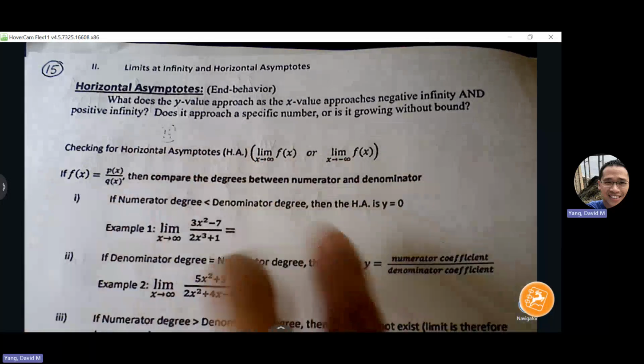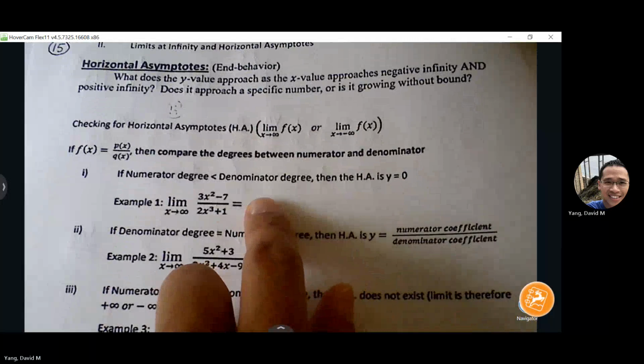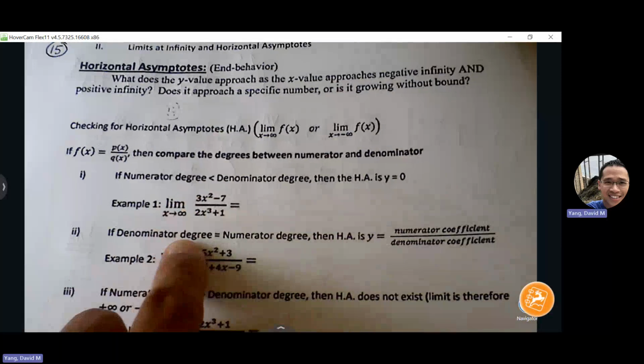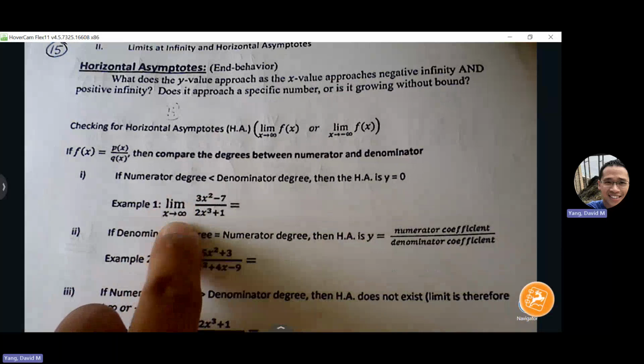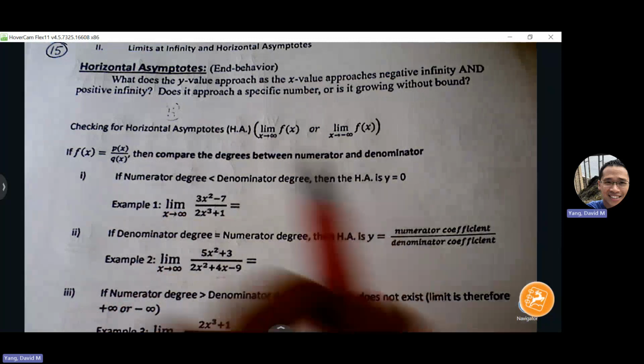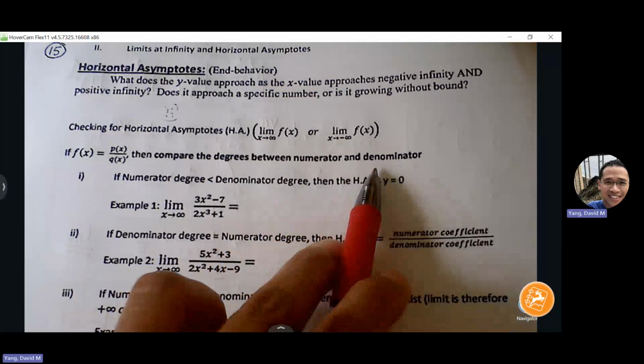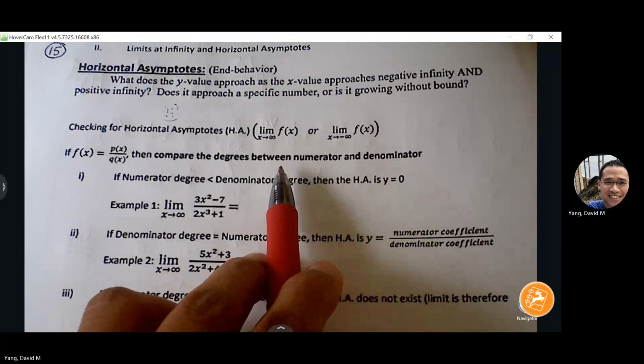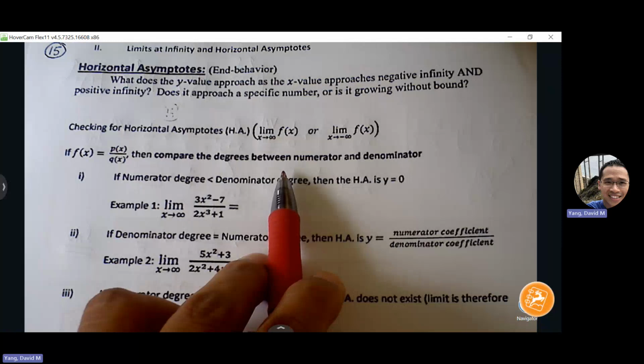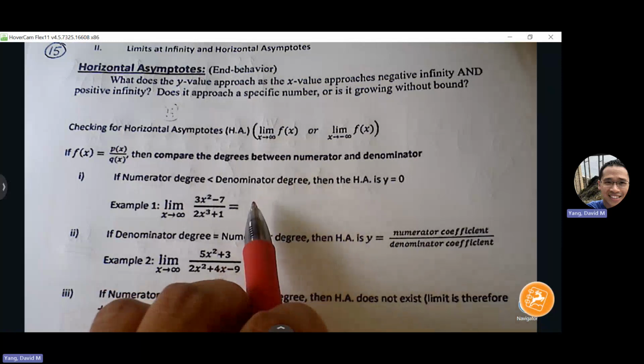Okay, so here is the big change. If we're doing the limit as x approaches infinity, we don't do the same process as before. Before I said always do direct substitution, right? We do direct substitution if we are approaching a real number, but if we're approaching infinity or negative infinity, we have a different set of steps. We compare degrees between the numerator and denominator. So we have to switch gears a bit. Different set of rules, different set of steps if we're approaching either positive or negative infinity.